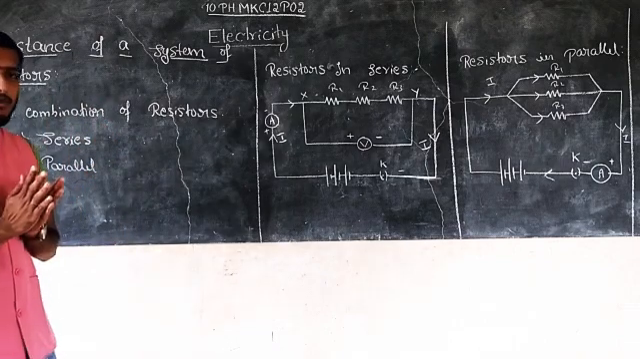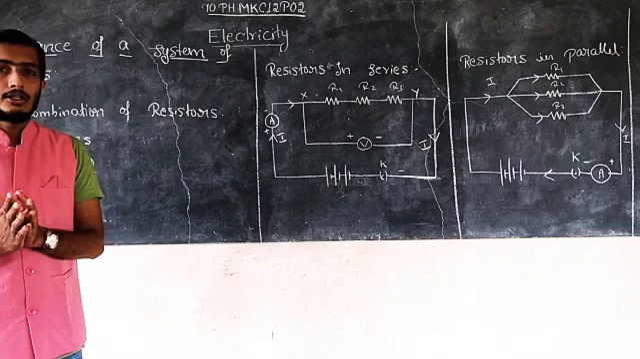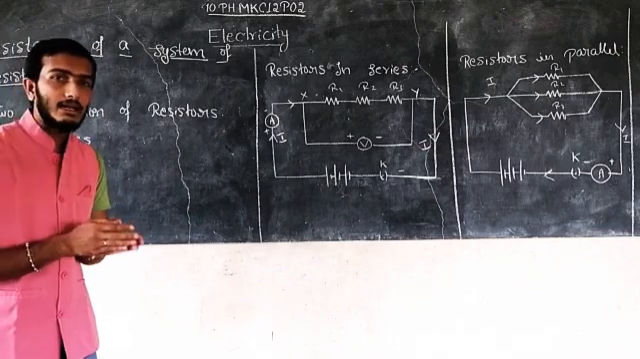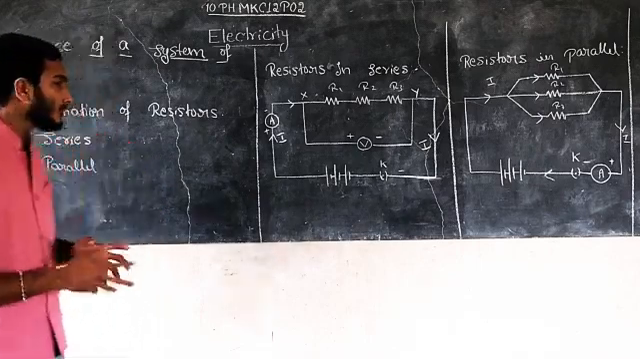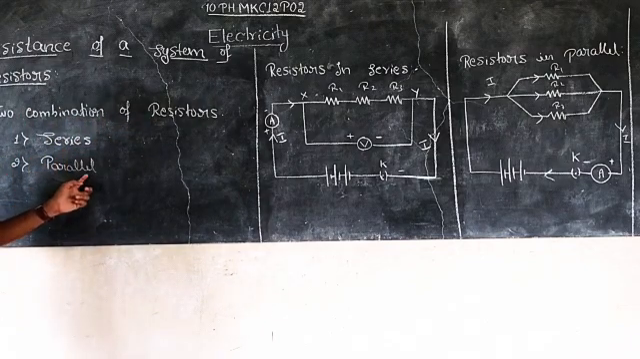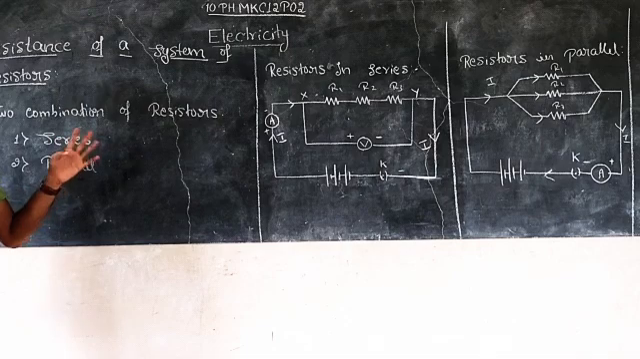If we connect the resistors in series or parallel, what is the circuit connection of series of resistors and parallel of resistors? We will discuss this in today's class. The two combinations of resistors are the series and parallel combinations.